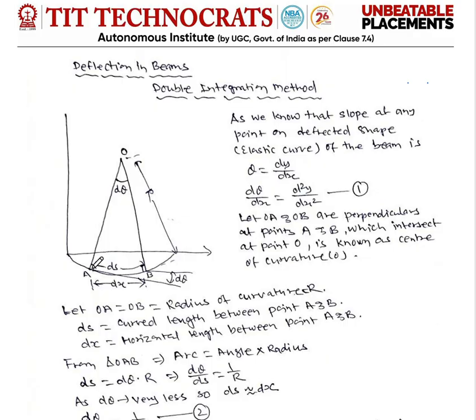This d theta can be obtained by drawing tangents at points A and B on the elastic curve of the beam. This angle would also be equal to d theta. Suppose at any point on this elastic curve, theta is the slope, and that is given by dy by dx. If we differentiate this equation, then we obtain d theta by dx equal to d2y by dx square, and this is our equation number 1.